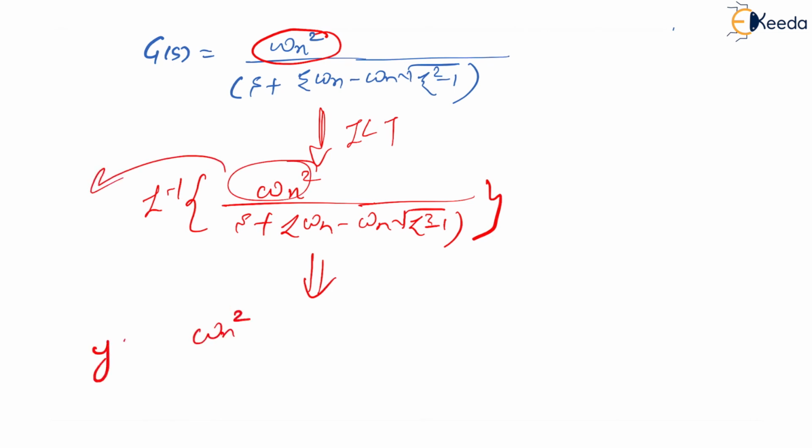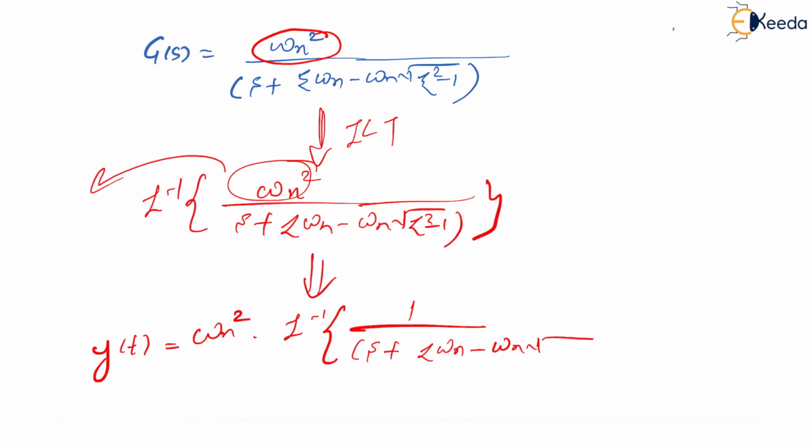So it becomes omega n squared times y of t. Inside that, what do we have? Definitely we will have the Laplace inverse of 1 upon s plus zeta omega n minus omega n into under root of zeta squared minus 1. This is what we will have.